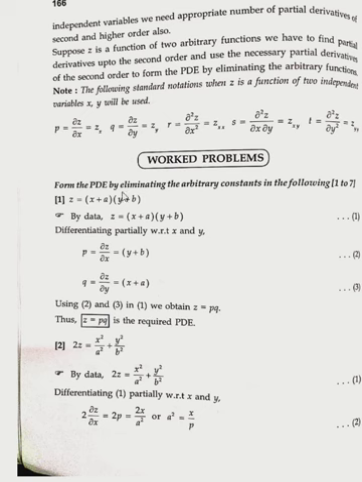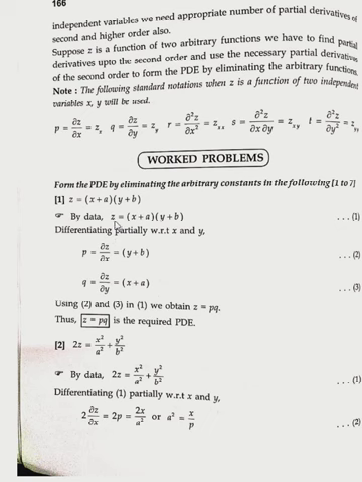Next problem: form the PDE by eliminating the arbitrary constants in the following. z is equal to (x plus a) into (y plus b). Here what are the arbitrary constants? a and b. We have to eliminate a and b, then form the PDE. Solution. Write the given data: z is equal to (x plus a) into (y plus b). Call this equation 1. Differentiate the given equation partially with respect to x and y.